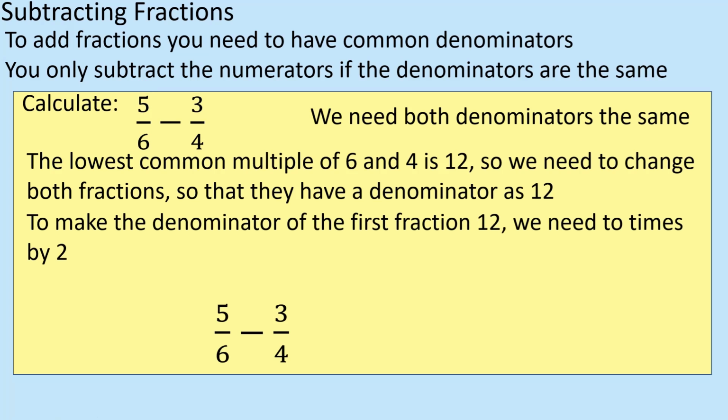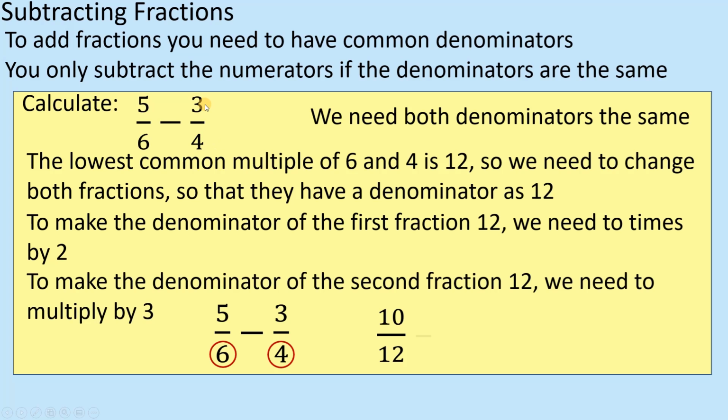All right, so that's what's going to happen now. So I'm going to change the 6 to a 12, so therefore the top one must be 10, because I've times it by 2. I'm going to change this one again to a 12, so I'm going to times it by 3, so I need to do the same to the top. So it's going to give me 9/12.